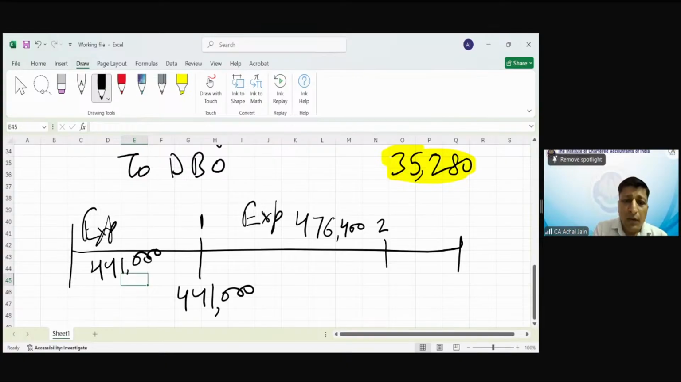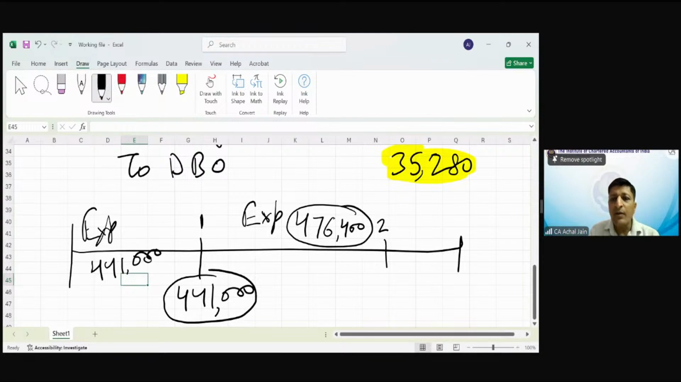Yes. See, sir, this 4,41,000 is unpaid. And if you get some more liability, will you add to your liability? Yes. So that means to this 4,41,000, you will now add 4,76,400. Is this point clear to you? Yes, sir. Okay, very good.